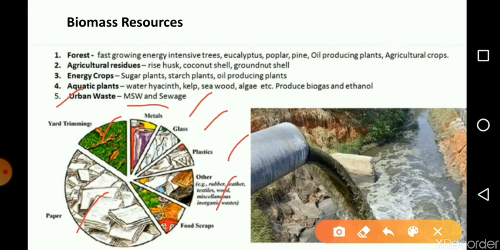And here sewage is also there. This sewage is nothing but waste obtained from industrial and human or domestic sanitation. So this sewage water is treated in the treatment plant to get recycling of this sewage waste. So here with this, nothing is going to be wasted; everything we can utilize for different applications.